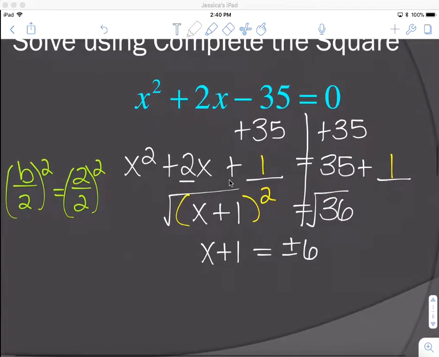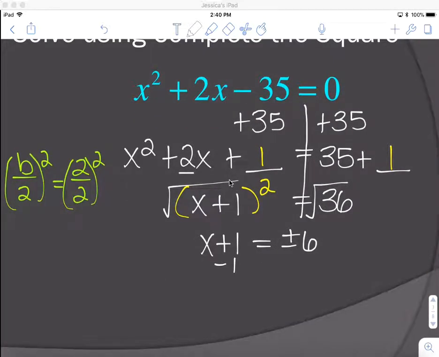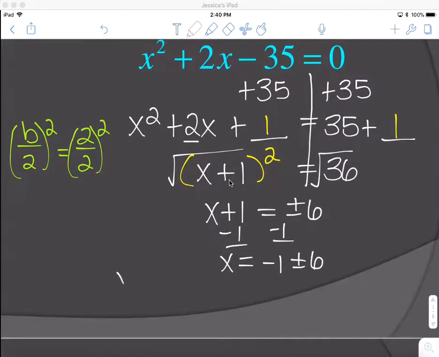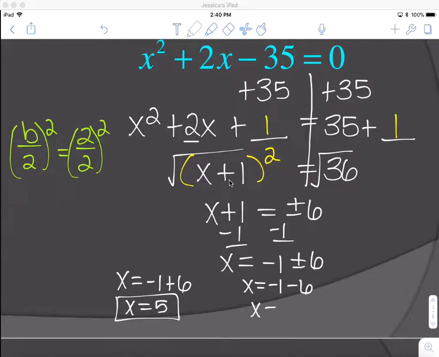Your final step is to subtract the 1 over, and when you do that, I want you to actually put it in the front. That way you can see this as negative 1 plus or minus 6. My first answer, negative 1 plus 6, simplifies to positive 5. My second answer, negative 1 minus 6, simplifies to negative 7. Completing the square has a lot of steps, but it's going to be the same steps every time. So let's try another one.